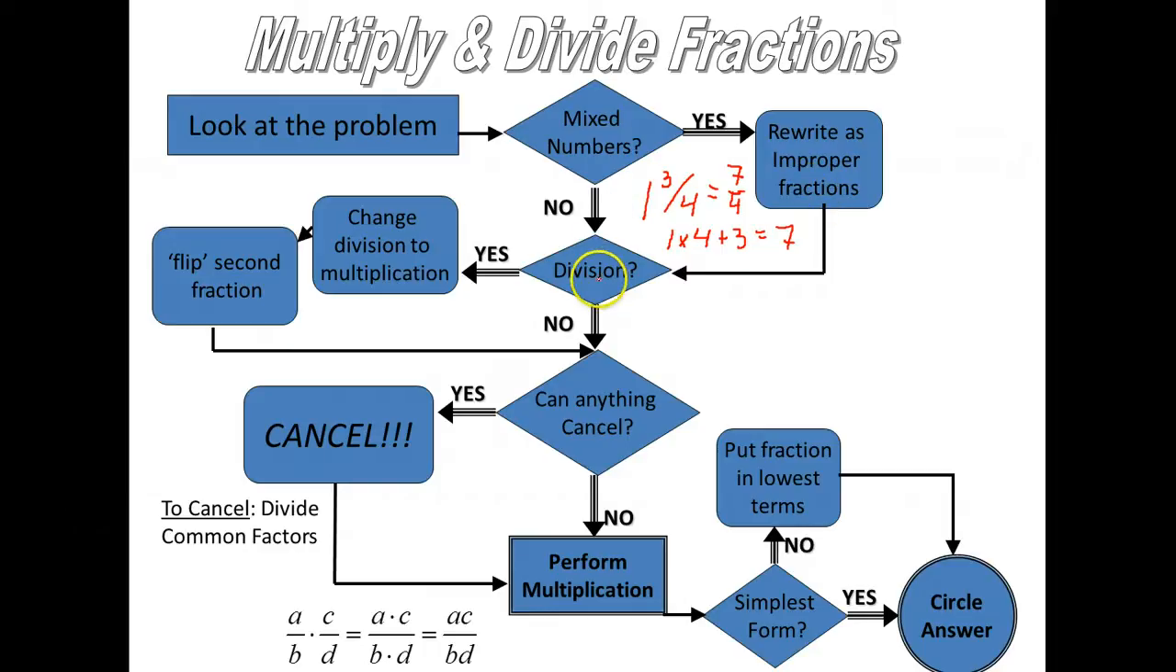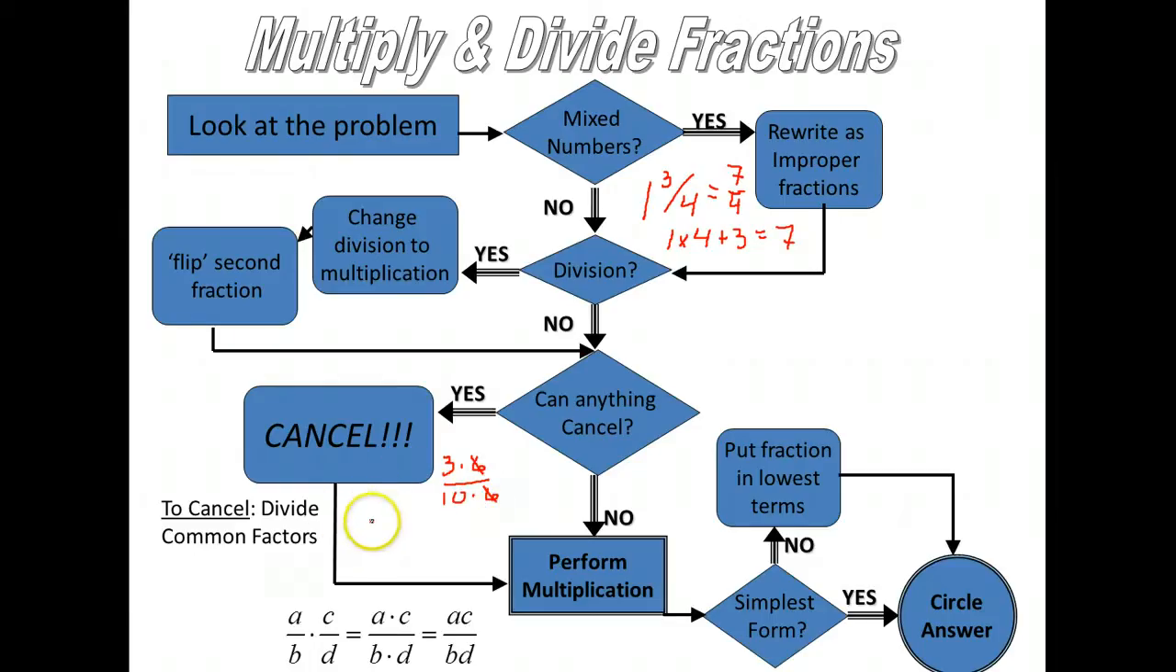Then I ask, is it division? If it's division, I change it to multiplication and flip the second fraction over. And then I ask if anything can cancel. So canceling is from that example that I gave earlier where I wrote 18 as 3 times 6 and 60 as 10 times 6. So 6 and 6 are the same, so I can cancel them.